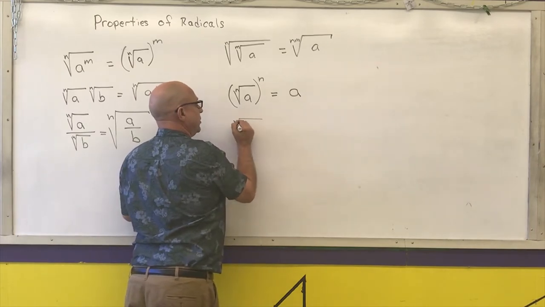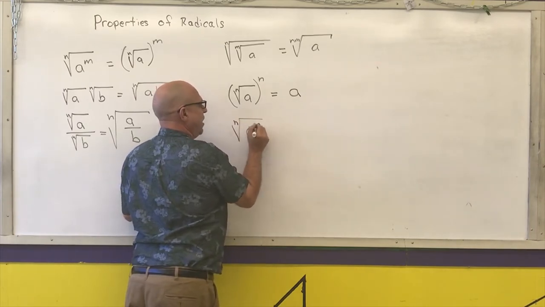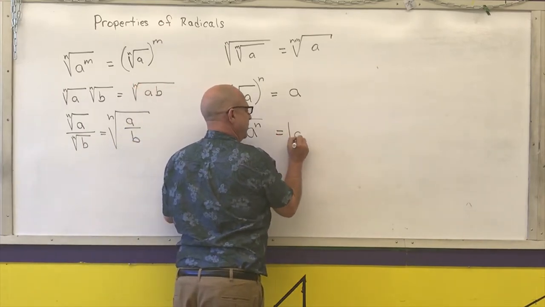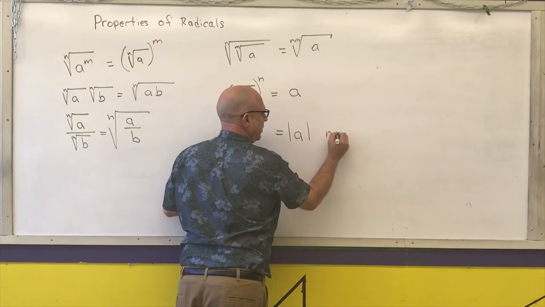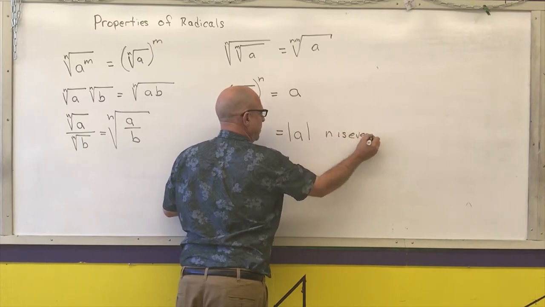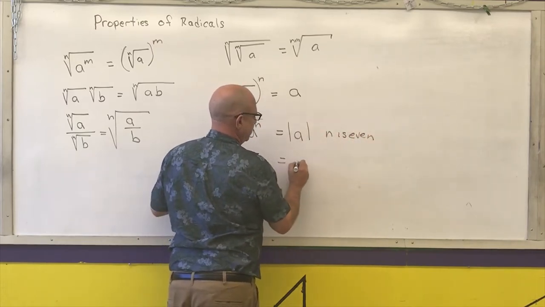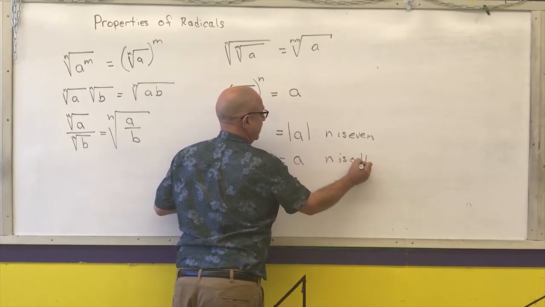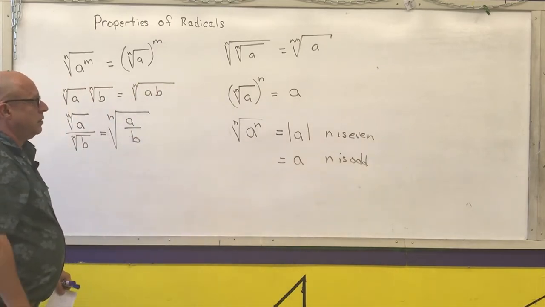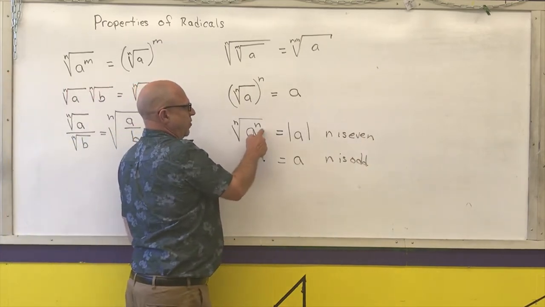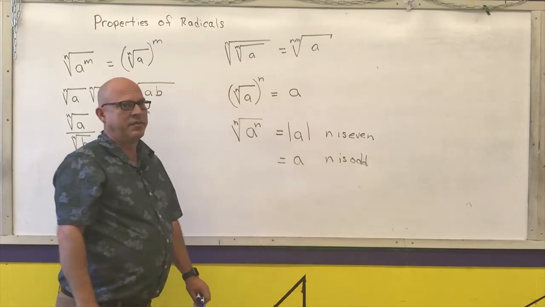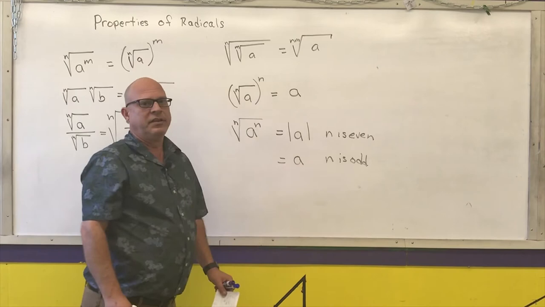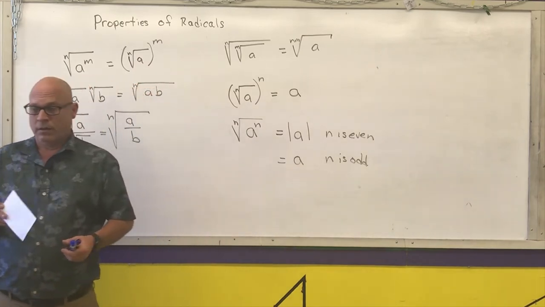The next property we have to be careful with. The nth root of something raised to the nth power is the absolute value of that something if n is even, and it is equal to that something if n is odd. So the square root of something squared is the absolute value of that something. The cube root of something cubed is that something that was cubed. Okay?